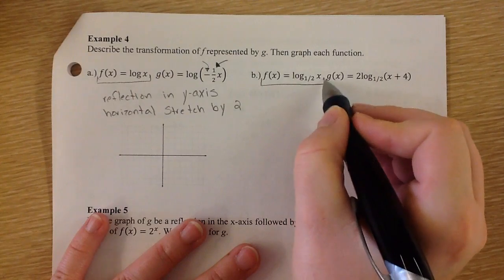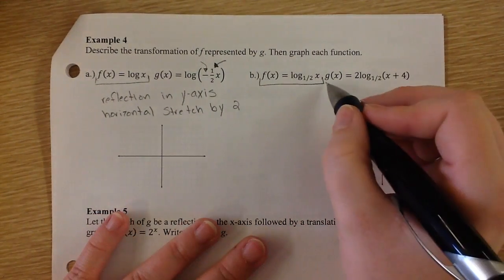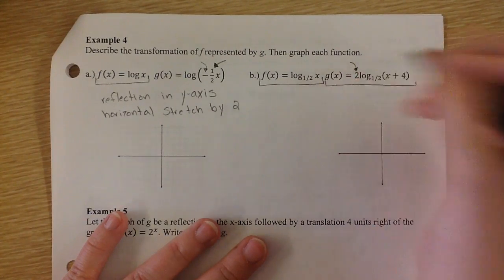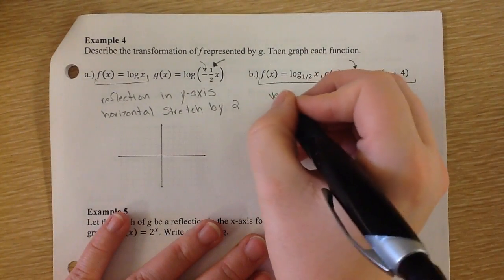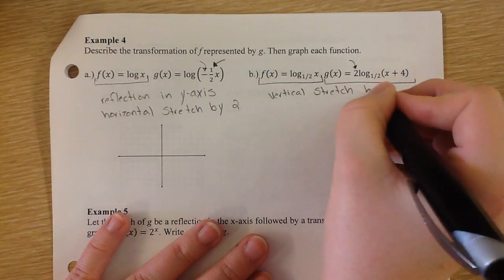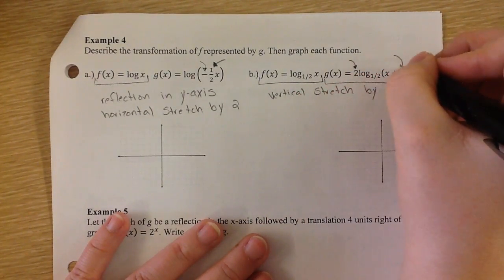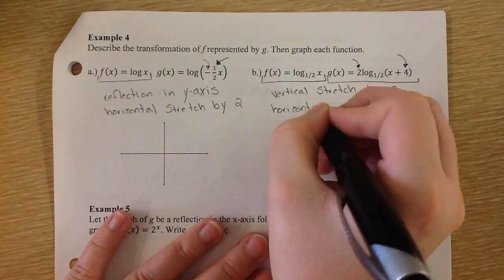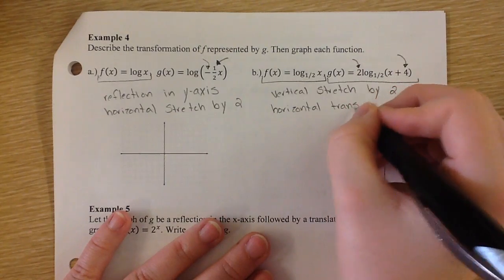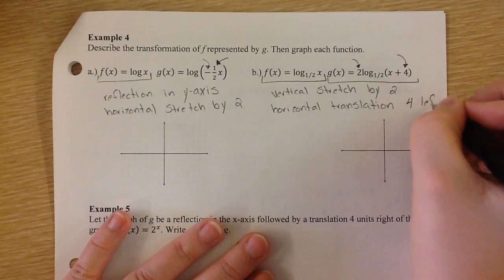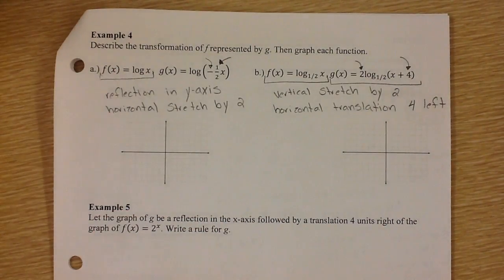Here's my parent function, log base 1/2 of x. So now let's see what's changing here. Well, we've got the 2 out front, so that tells me that's going to be a vertical stretch by 2. And then we've got the +4 on the inside, so that's going to be a horizontal translation. Again, horizontals work backwards. So that's going to be a horizontal translation 4 to the left. Okay. Again, we can sketch the graphs of those into our notes to get an idea on what they look like.